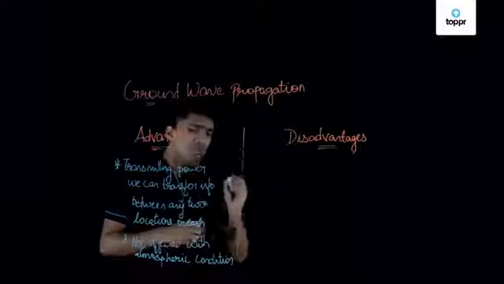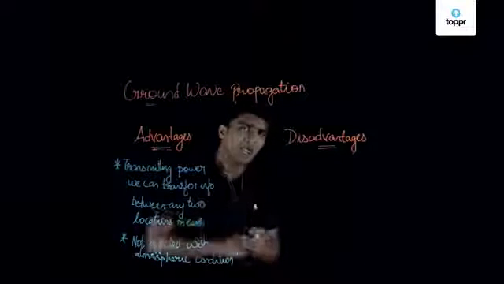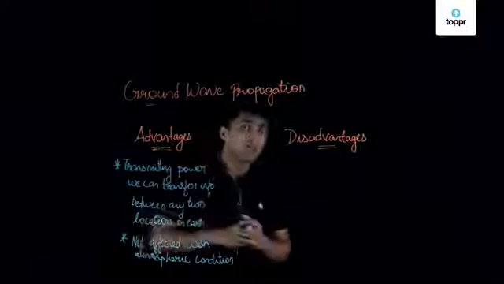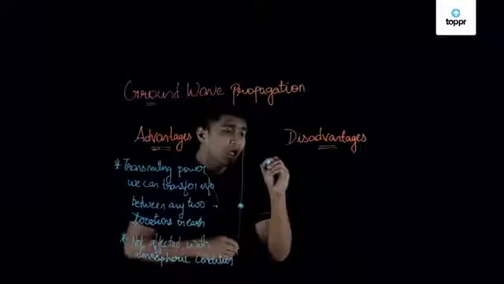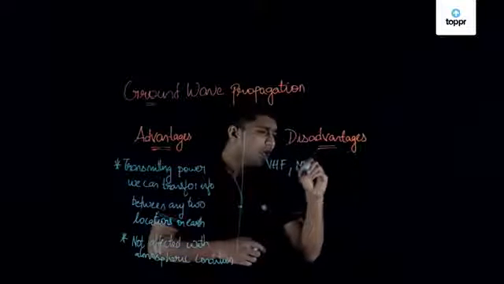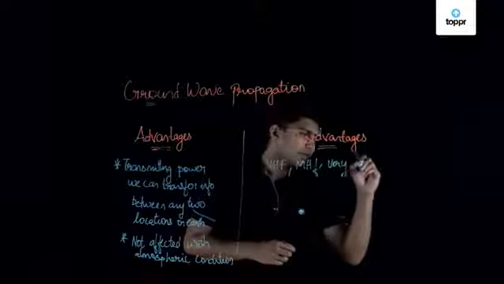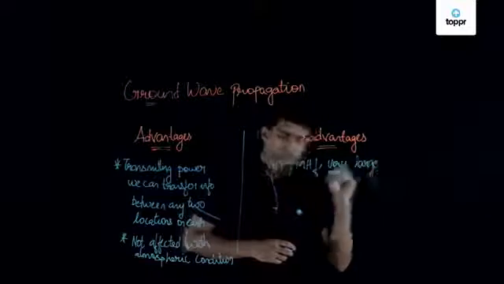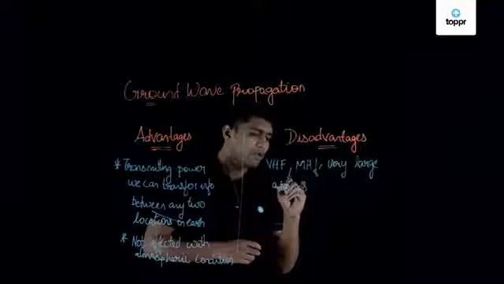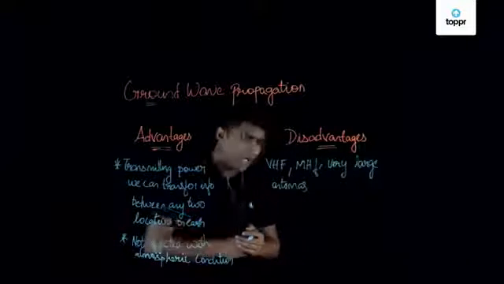So what will be the disadvantages of ground wave propagation? As we have already discussed, the main disadvantage for ground wave propagation will be that its frequency is limited. In order to transmit a very high frequency like VHF or UHF, we need very large antennas.